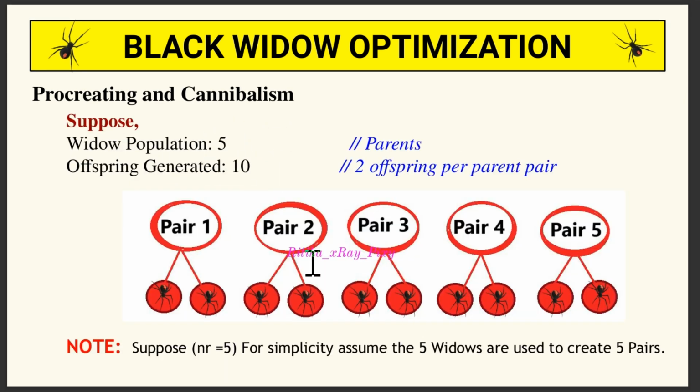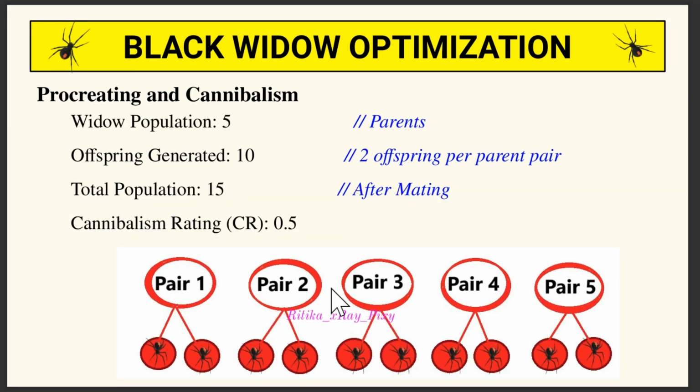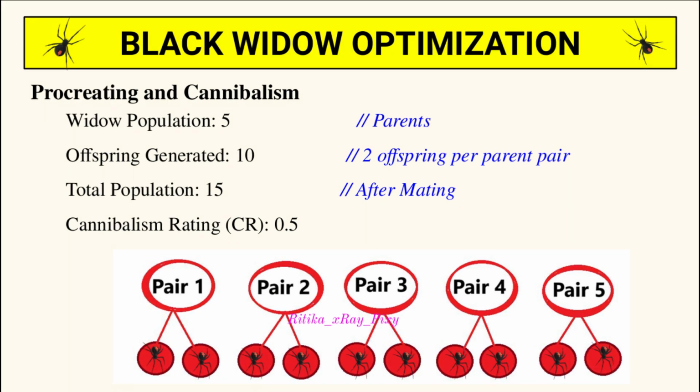For example, suppose we have a total of 5 widows in this population, and after mating we have 10 offsprings generated, 2 offsprings per parent pair. Okay. Now the total population after mating is 15: 5 parents plus 10 offsprings. Now suppose we have cannibalism rate CR value 0.5.